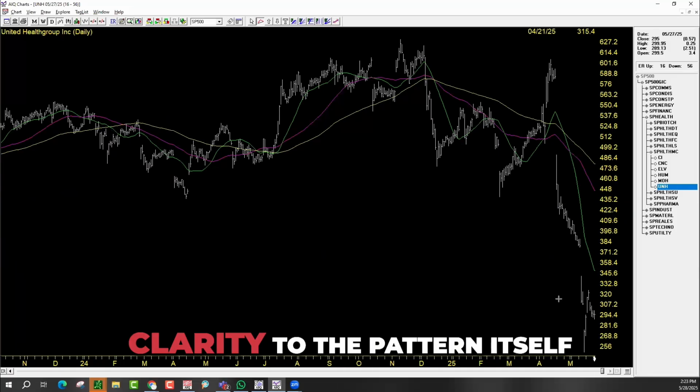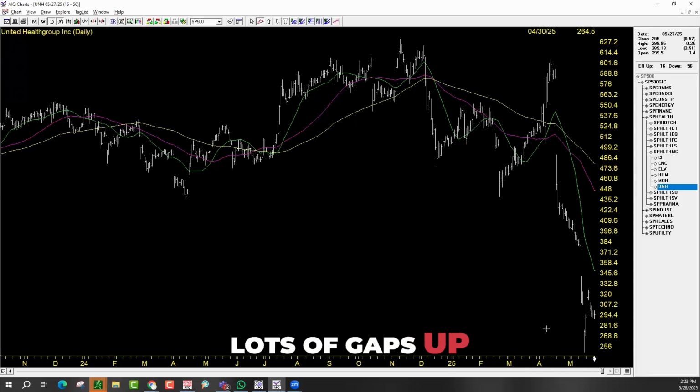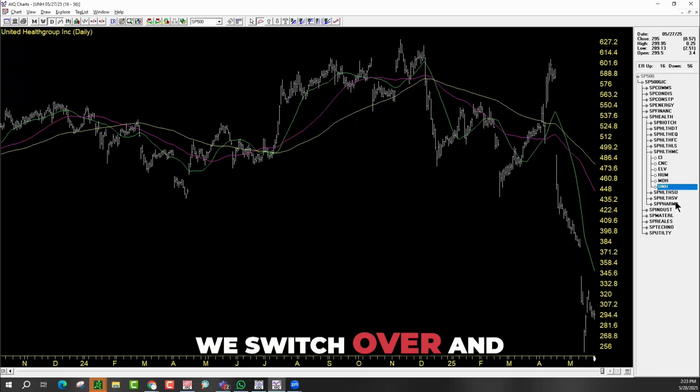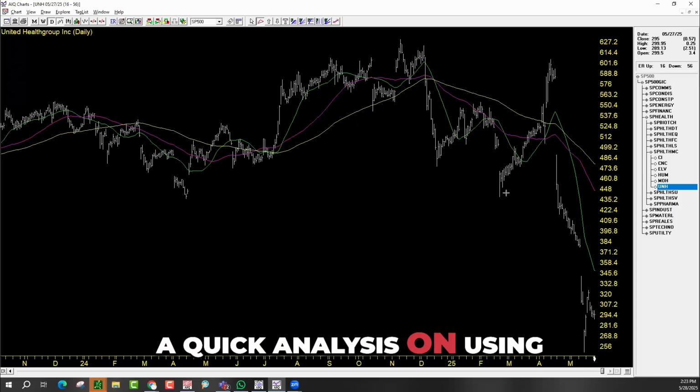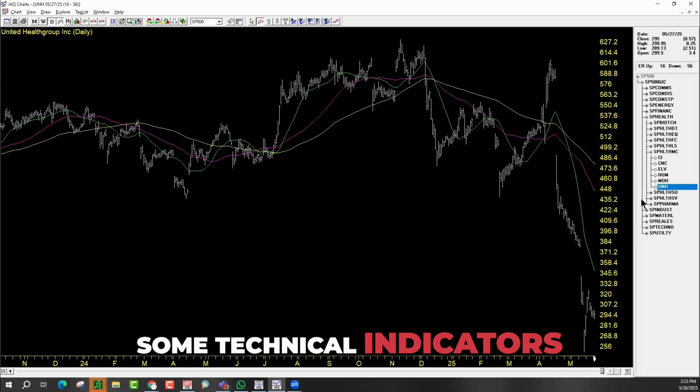There's no sort of clarity to the pattern itself. Lots of gaps up and down. So we'll look at the last three groups in here before we switch over and look at the bullish side, and then we'll have two sets of stocks for us to run a quick analysis on using some technical indicators.